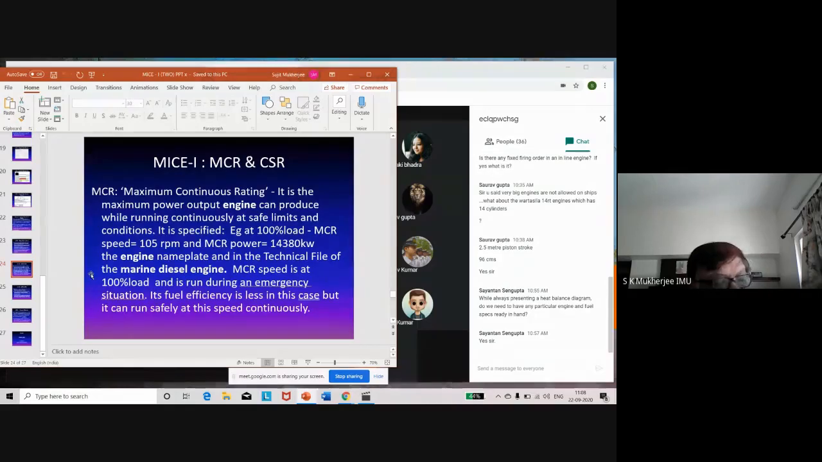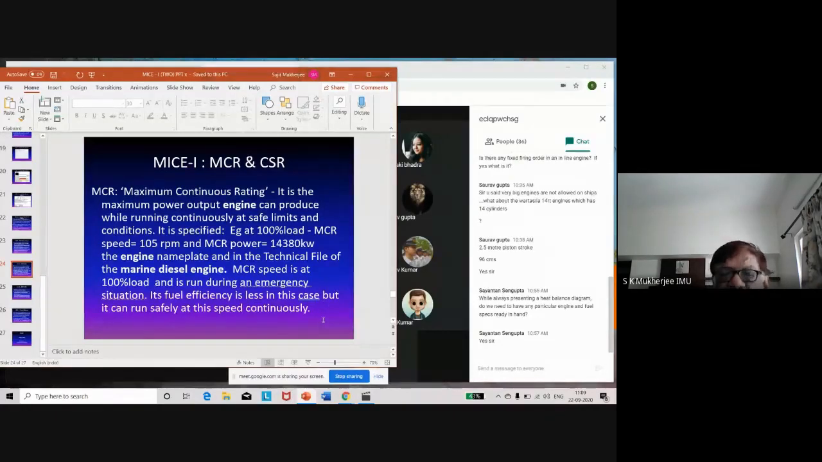Normal conditions mean the hull is very clean, there is no wind, there is no current, there is no undue loading of the ship. All these factors have to be considered. In normal sea service, we never run it at MCR. MCR speed is at 100% load and is run during an emergency situation. Okay, but it is safe and it can be run continuously. The only drawback is the fuel consumption is much more than what it would be in optimum condition. Its fuel efficiency is less in this case, but it can run safely at this speed continuously.